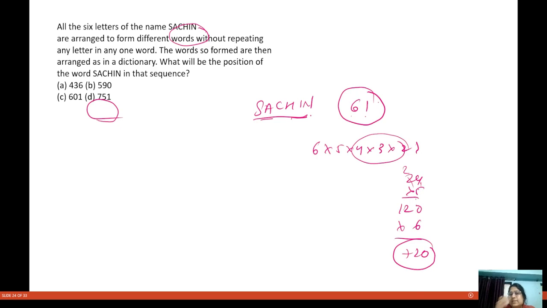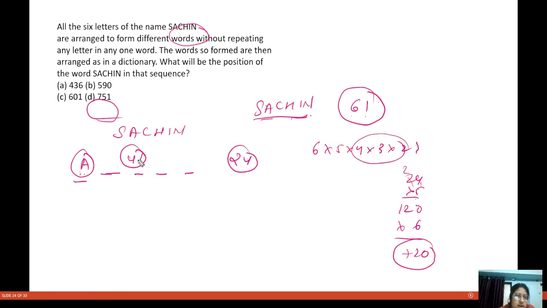Now let us see what is the position of the word Sachin. So we start from here. Let us start from A. If we fix A as our first letter, because it will start from A obviously, then how many words will be there which contain A as the first letter? A is fixed and those will be factorial 4, and what is factorial 4? 24. Sorry, this will be factorial 5 because this is a 6 letter word and A is fixed.